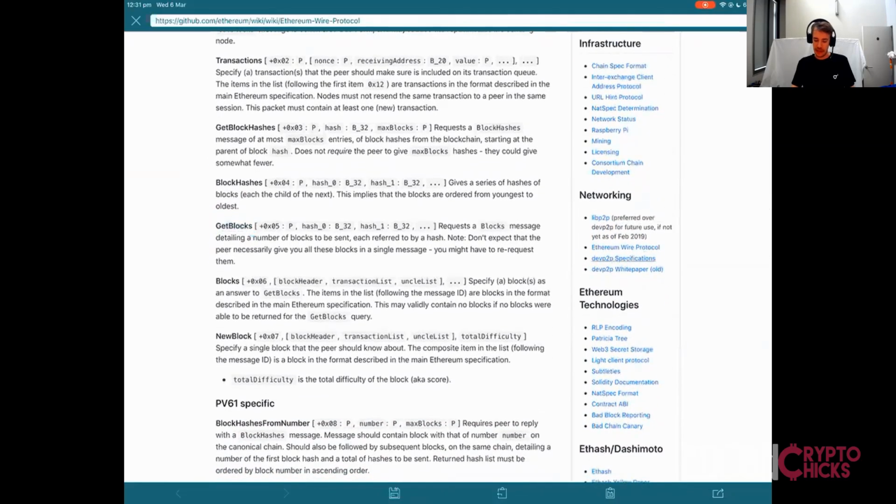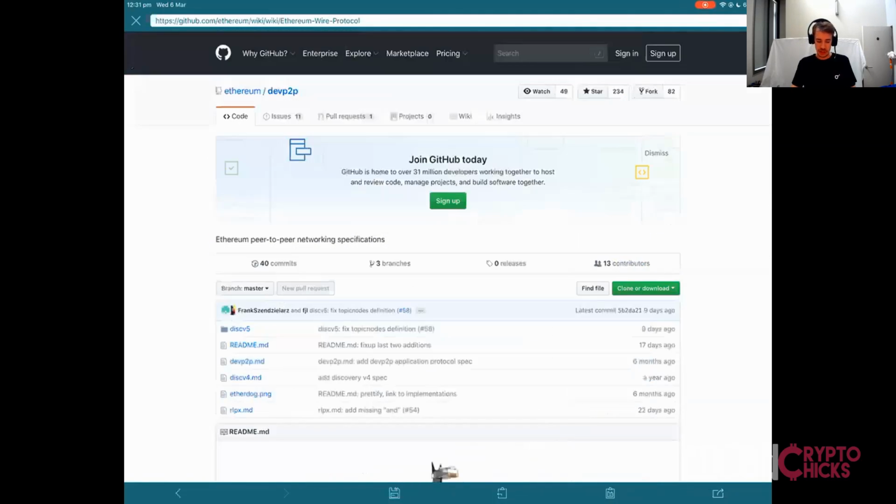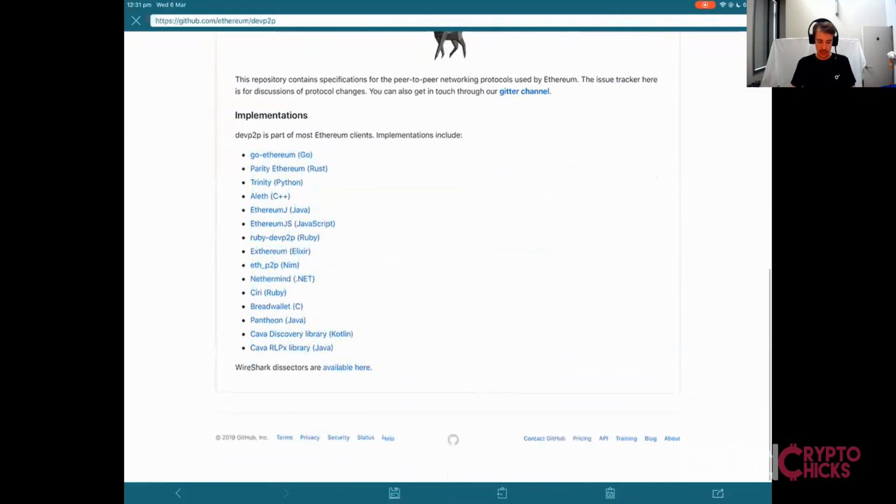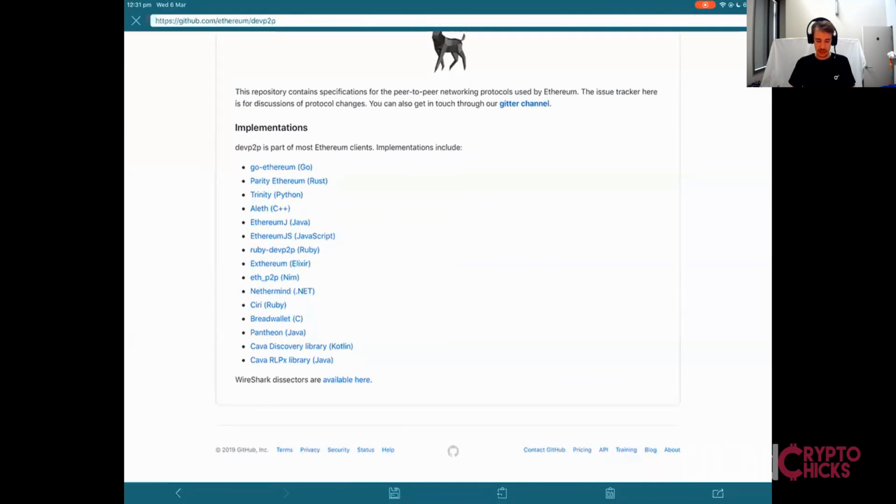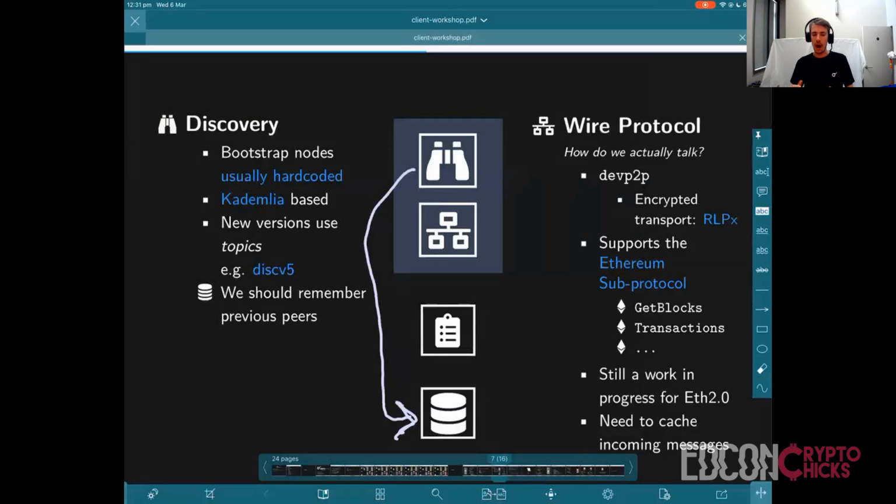If I look at the DevP2P specification, you can see here... Oh no, it's not here. Doesn't matter. Either way, the Ethereum protocol is just one sub-protocol that is available on the DevP2P framework.